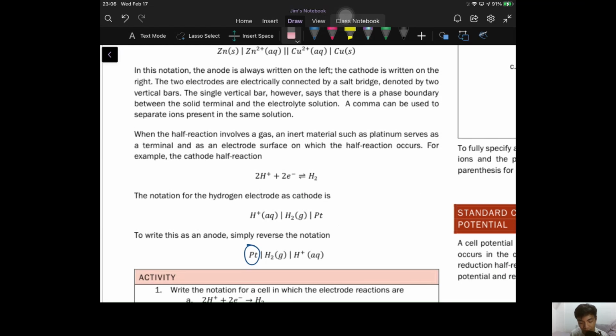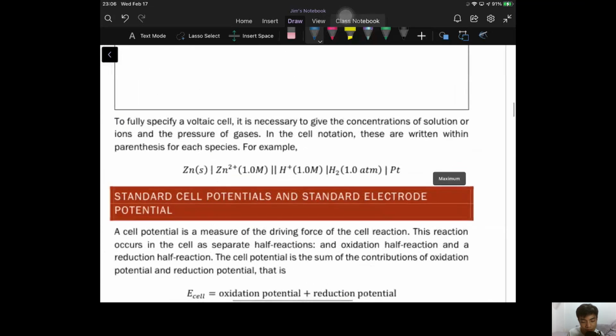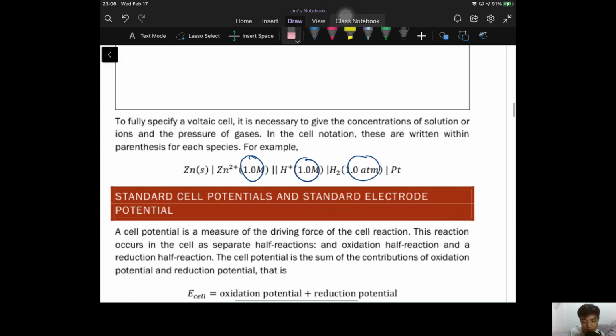Okay. By the way, kapag magsusulat tayo ng notation, kunwari may mga coefficient ka, hindi mo isusulat siya dito. Okay? So may coefficients ka ng equation, huwag mo siya isusulat. Okay? And then sometimes we also indicate the concentrations just to be specific, no? Especially for ions. Concentration and pressure, just in case na kailangan.